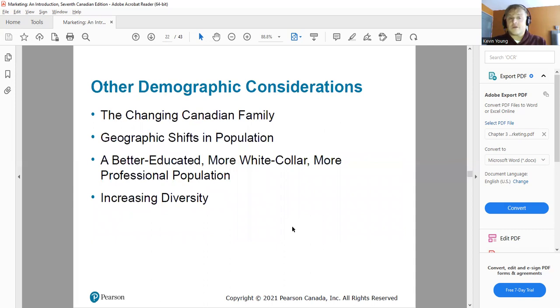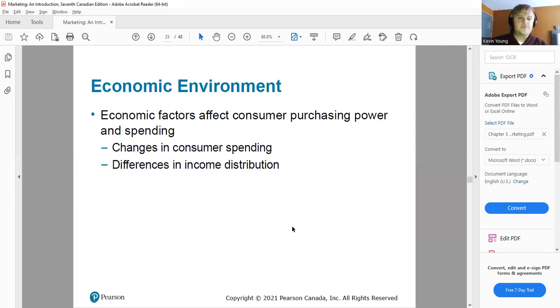Other considerations: the changing Canadian family, geographic shifts in population, a better educated, more white collar, more professional population, and increasing diversity, with more and more immigration. People from different countries are coming in, with different languages, different values, et cetera. How do we change our marketing strategies?